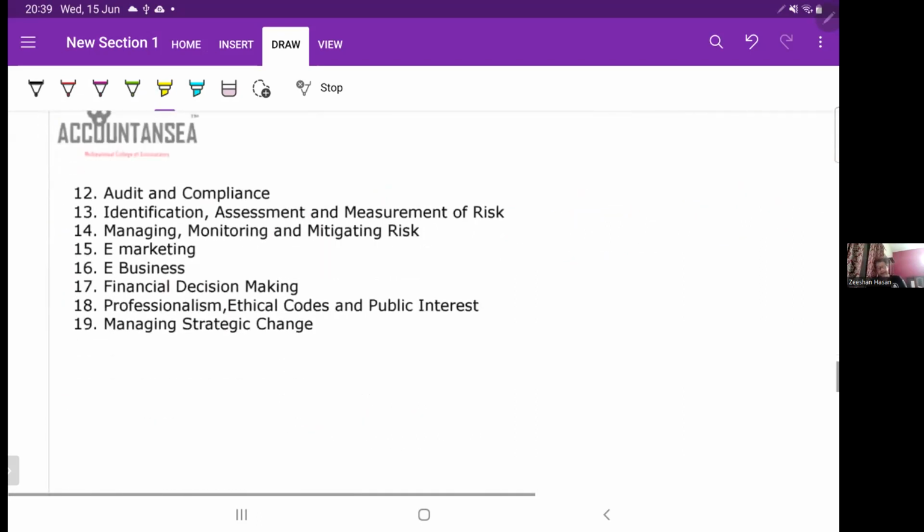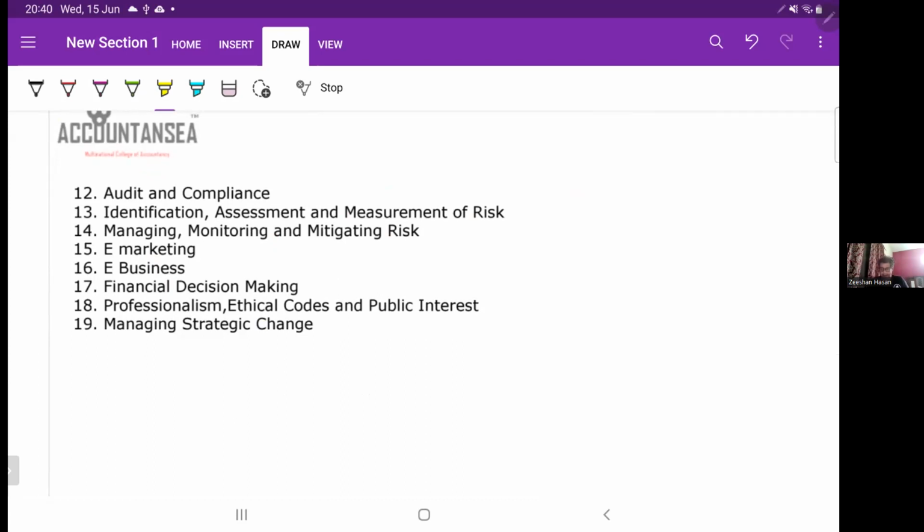Then audit and compliance. What is audit? It will be about the external audit. It will be about the internal audit. What are the advantages of audit? What are the disadvantages of audit? What are the advantages of internal audit? Disadvantages, and they're linked with corporate governance. So we will discuss the compliance as well, including the company secretary and all.